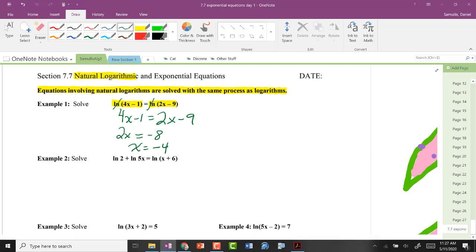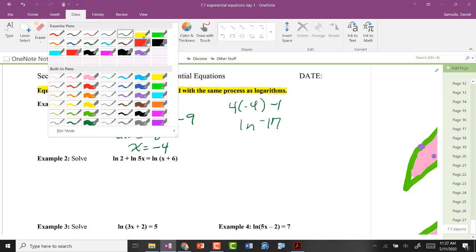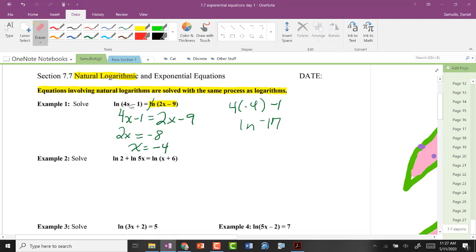When we plug that in, we get 4 times negative 4 minus 1. What happens is you get the natural log of a negative 17. We cannot have logarithms where the value that you're trying to take the natural log of is a negative. This can never be equal to a negative. So in this case, even though I did everything algebraically correct, this does not work. So I do have a no solution answer. Always check your work.